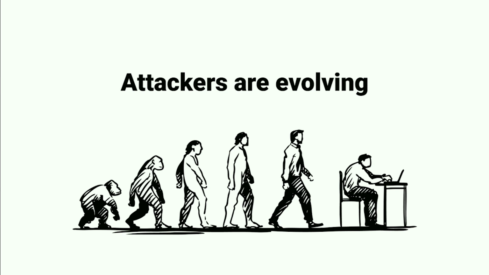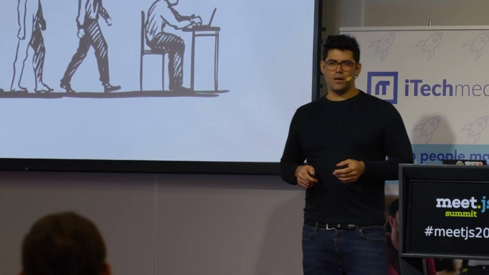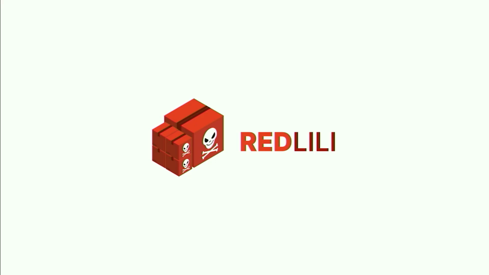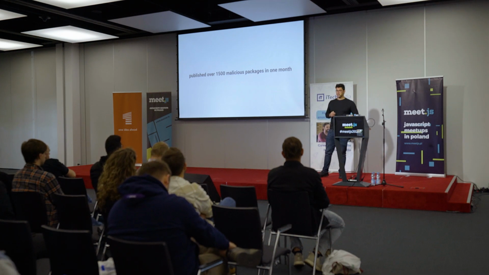When we study attackers, we see script kiddies and we see persistent attackers, improving and evolving. One of the examples is an attack group that goes under the name Red Lily. My research team tracked them for a couple of months. At some point, we saw them publish on NPM over 1,500 malicious packages in 1 month. It's quite a lot. Usually we see tens or hundreds, but over 1,000 was quite impressive.